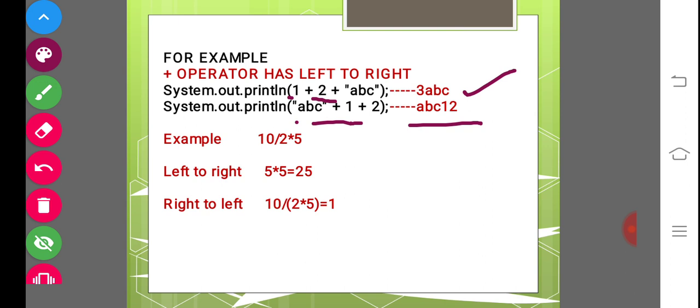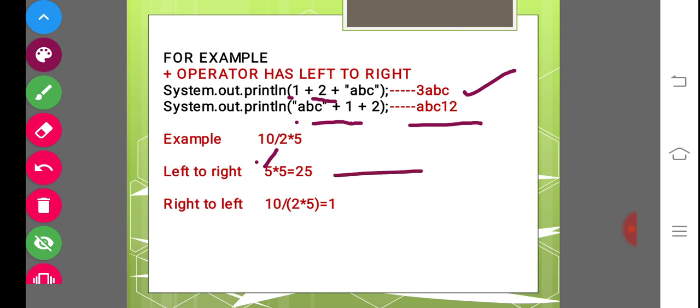Again divide and multiply have the same priority. According to the associativity, left to right means whichever comes first. So which operator is coming first? Divide, in the absence of brackets. So left to right: 10 divided by 2 gives me the quotient 5. So 5 multiplied by 5 and the answer comes 25.